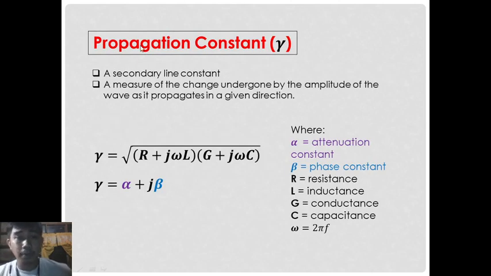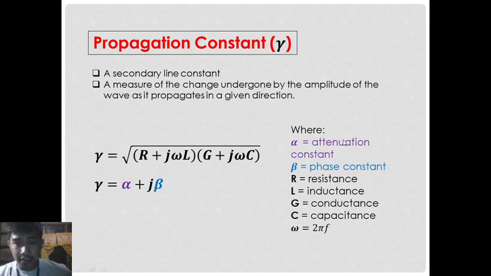And here we are, the propagation constant, which is this symbol. It is a secondary line constant, a measure of change undergone by the amplitude of the wave as it propagates in a given direction. This is the equation for calculating the propagation constant. It should result in this form, where the propagation constant is equal to the attenuation constant, which is the real part, and the phase constant, which is the imaginary part.